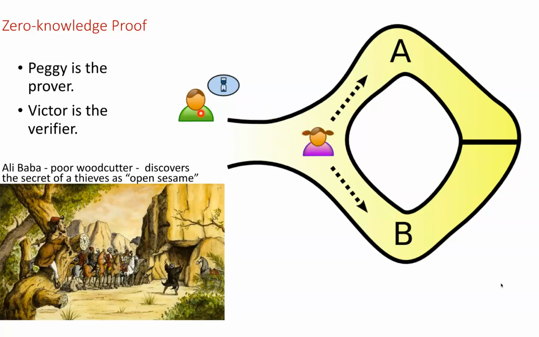Again, she'll do the same thing, and Victor comes back and asks her to appear through B. If she's chosen the wrong way, then she can't get through there, so she won't be able to return back. And now Victor has proven that she doesn't know the passphrase. If she does appear, then Victor is more certain that she actually knows what the secret phrase is. It comes from Ali Baba and the Forty Thieves, where they used Open Sesame to open the cave.